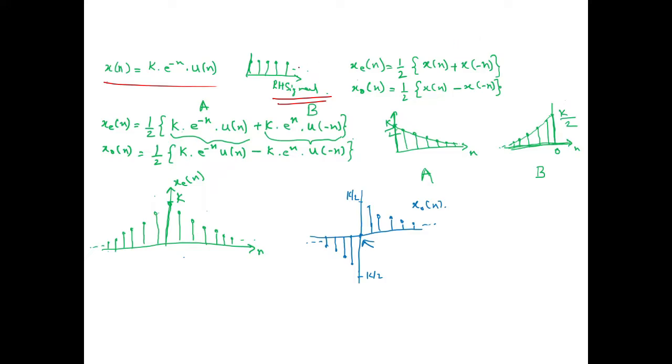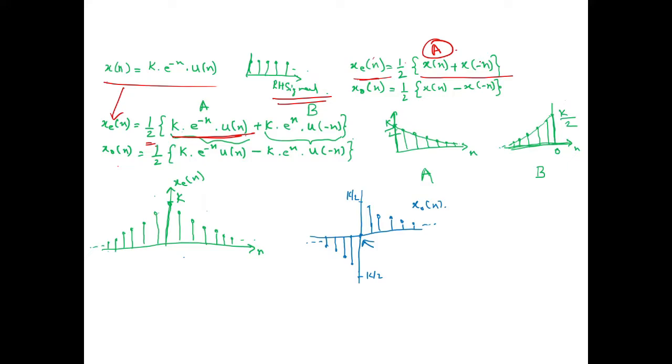If we calculate the even function and the odd function, we know the even function is given by half of x of n plus x of minus n. So this is half k multiplied by e to the power minus n multiplied by u of n. What is this? This is nothing but your x of n component, if we call it a, plus k multiplied by e to the power n multiplied by u of minus n.